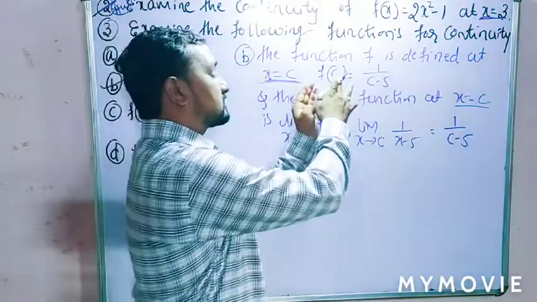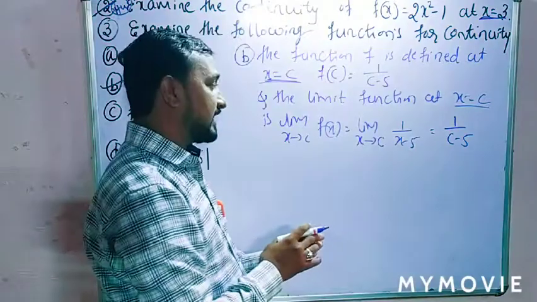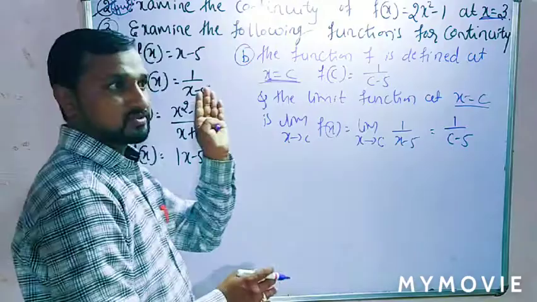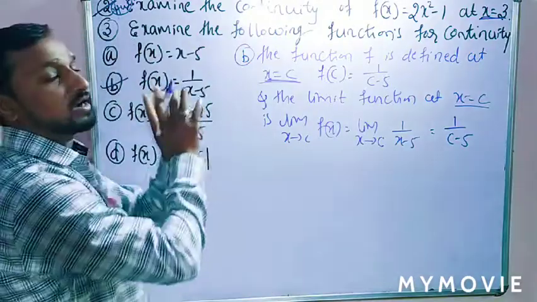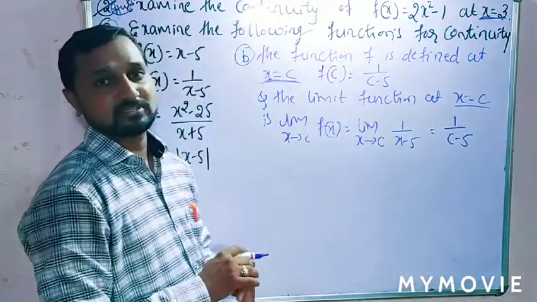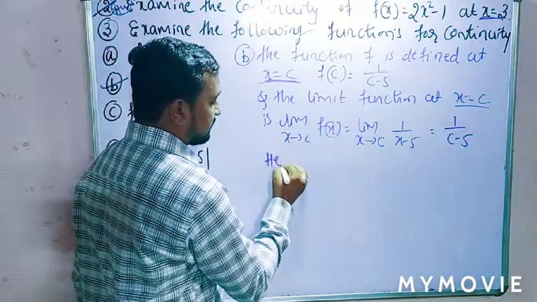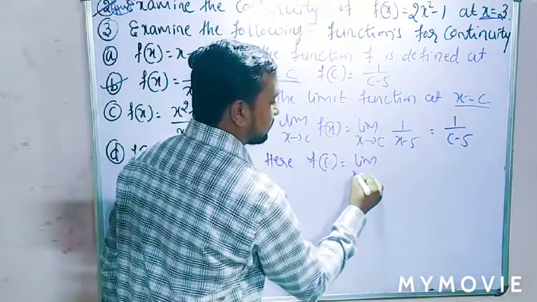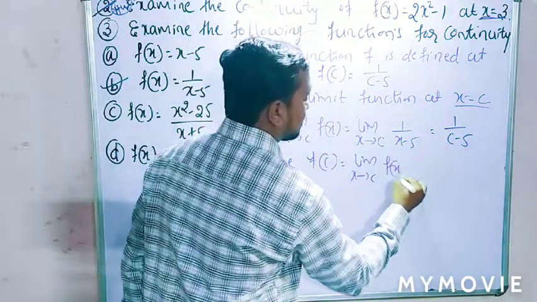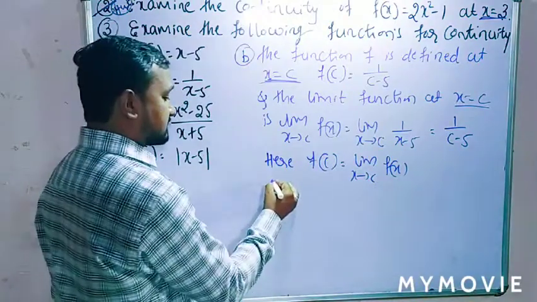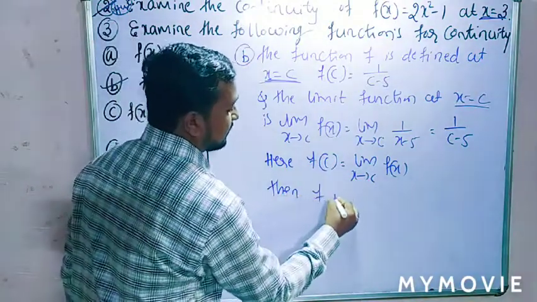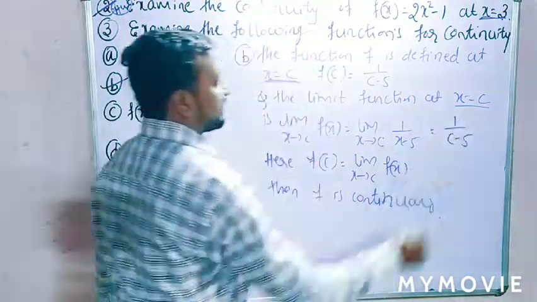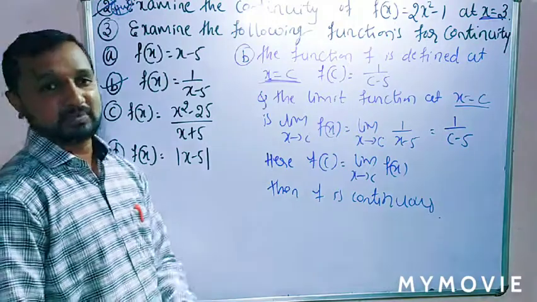Friends, here see that the constant function is 1 divided by c minus 5, and the limit function is also 1 divided by c minus 5. So this is a general example. The general example is obviously a continuous function. Is it clear? Very simple procedure. So here the constant function f of c equals the limit of x tends to c of f of x. Thus f is continuous. This is a very simple example, students.